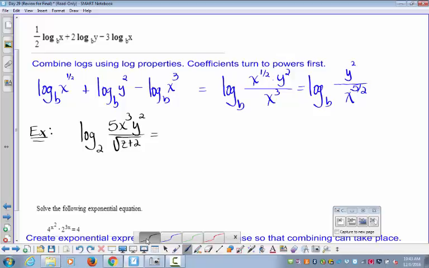Okay, so when we do this, we have to be aware of the order of operations and what the predominant operation is. When we look at this, what is the predominant operation? What's the first operation that we need to split apart?